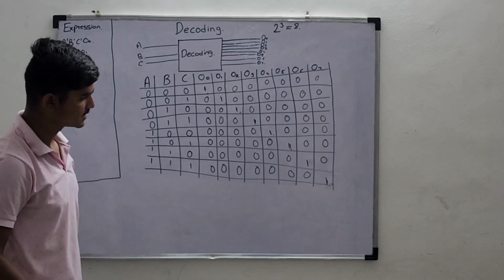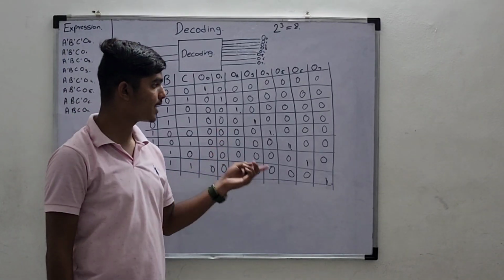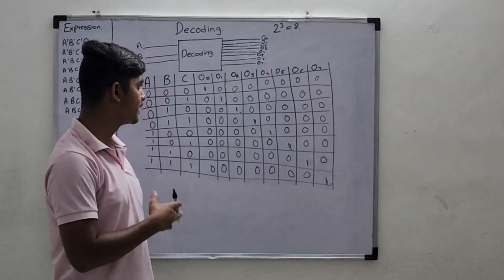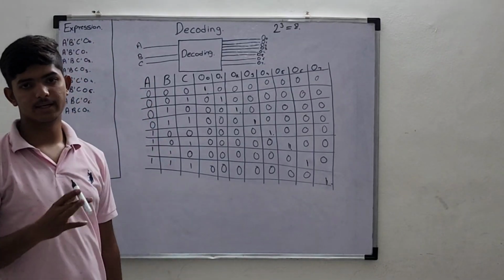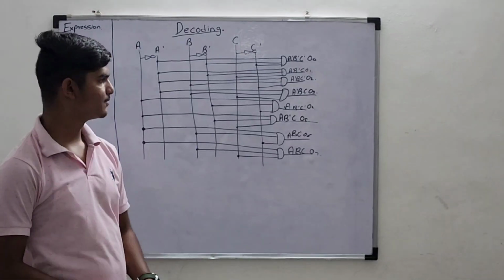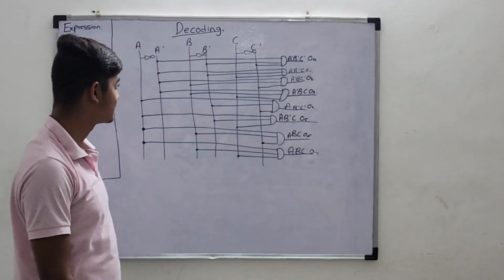But the only difference between decoding and multiplexer is this. In multiplexer we add all the expressions at last when we draw the logic circuit, and in decoding we have to leave the expressions as they are. So our last and final step for decoding is to draw the logic circuit of the expression.